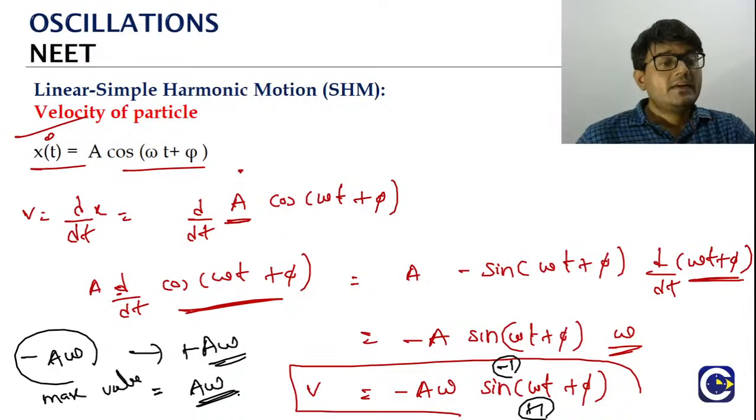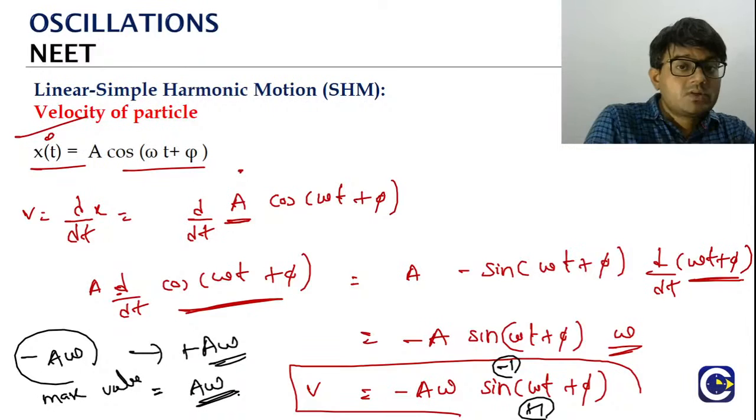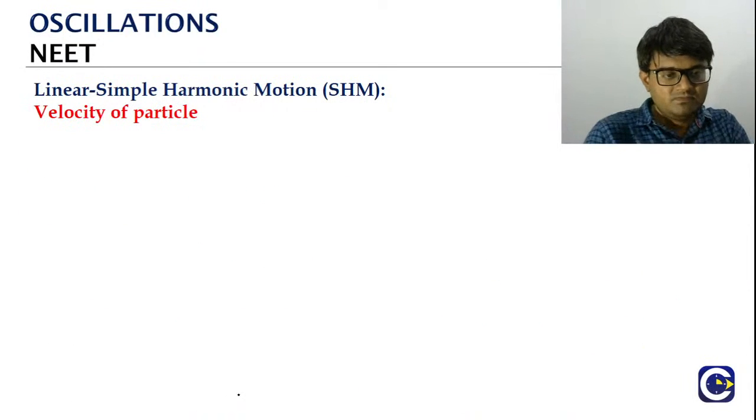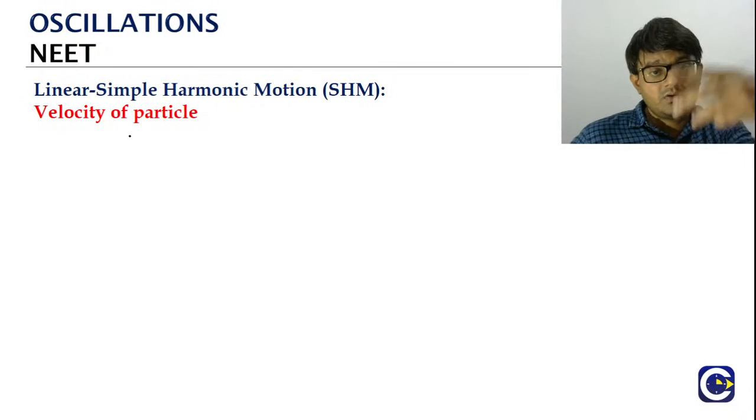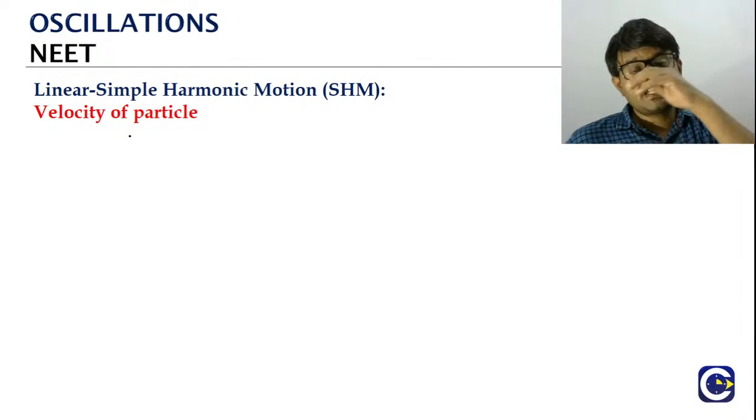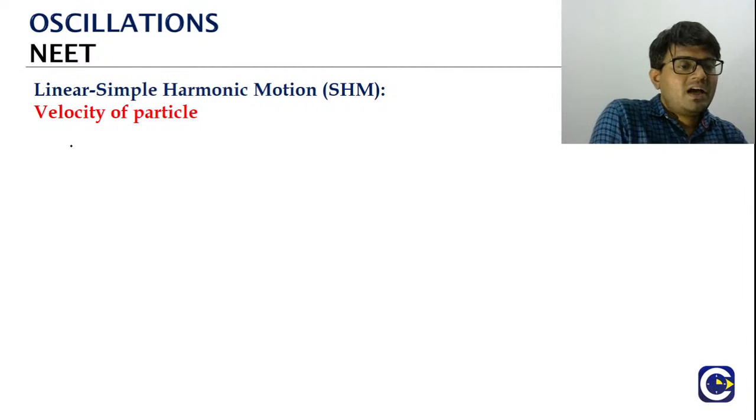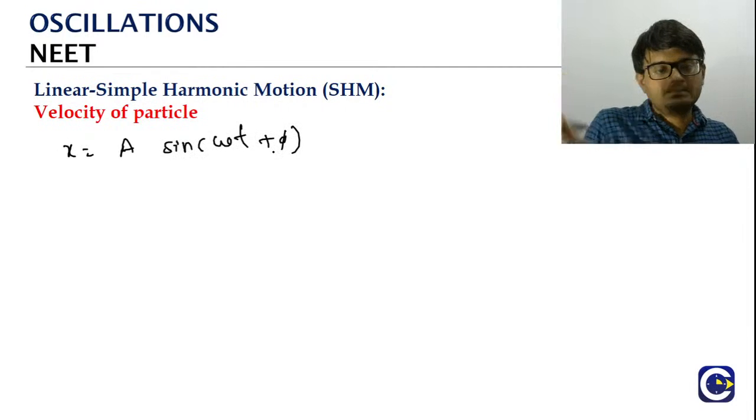Another point is that we can represent the velocity of the particle in terms of its position. Let's see how. We can take another example. Earlier we said we can represent the position using either the sin function or the cos function. So let's take x is equal to a sin of omega t plus phi.